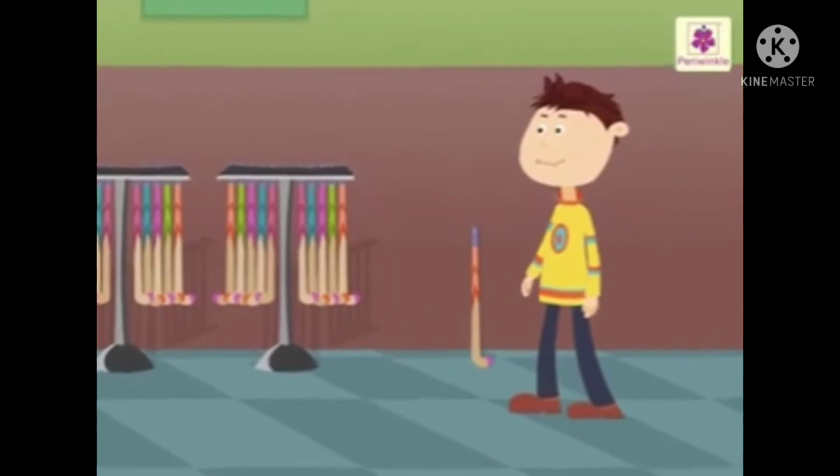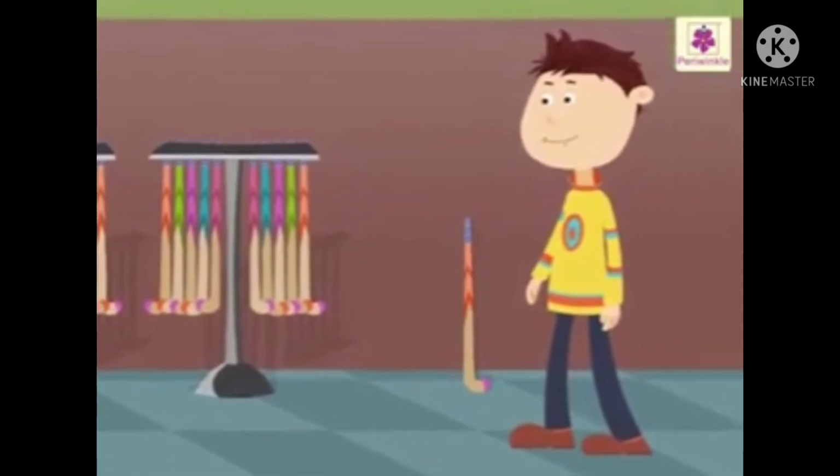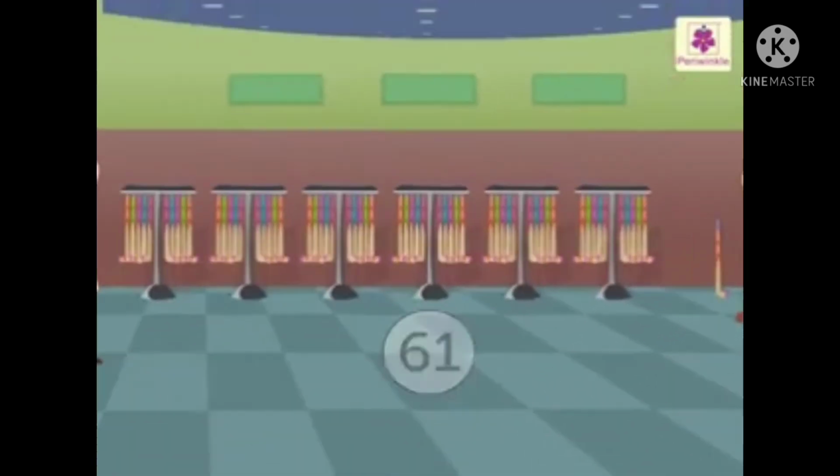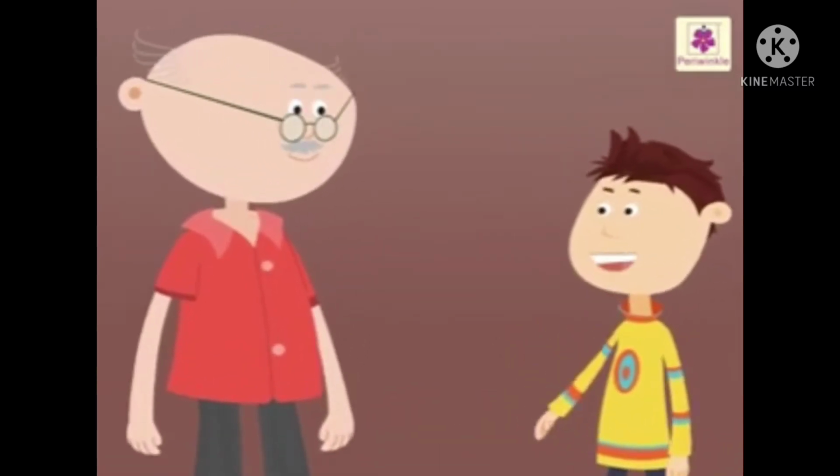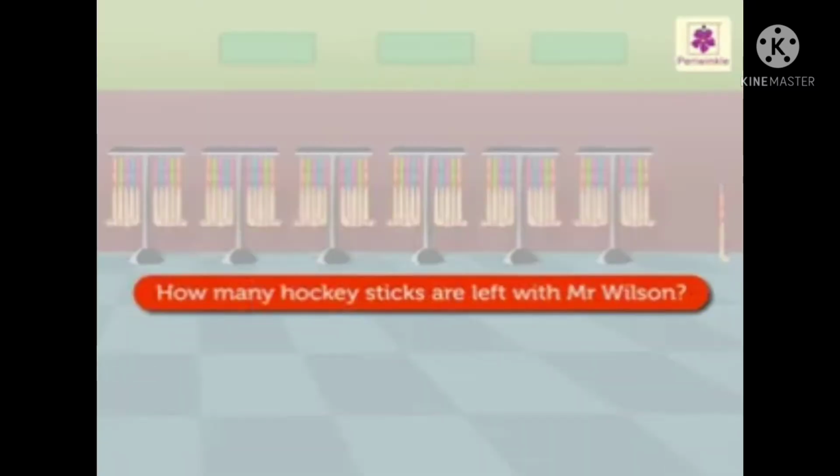Look, Peter is here to buy some hockey sticks. There are 61 hockey sticks with the shopkeeper, Mr. Wilson. Peter bought 12 hockey sticks. How many hockey sticks are left with Mr. Wilson? Let's group the hockey sticks into tens and ones and then subtract to get the answer.